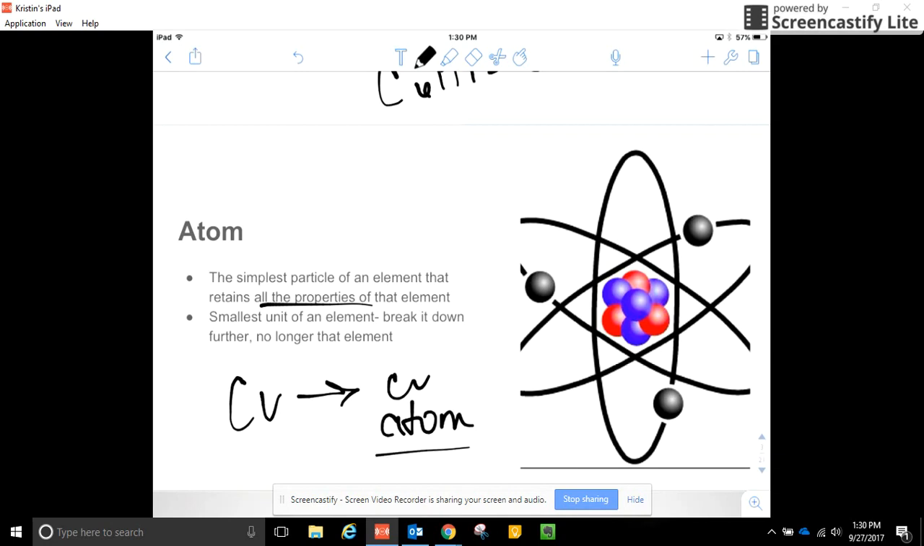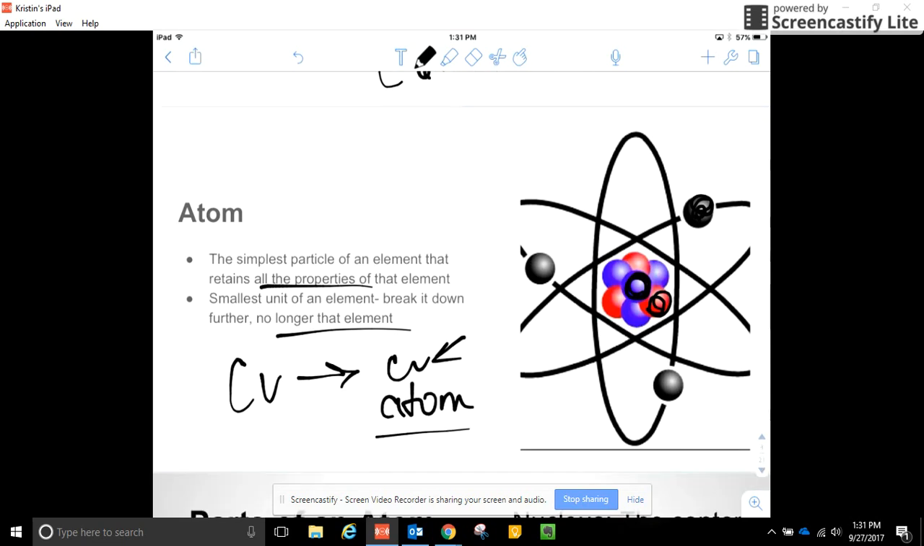If I try to get any smaller than the atom, what happens is that I start getting these subatomic particles by themselves, these protons and neutrons and electrons. So the combination of them is what makes copper copper. If I modify that in any way, if I try to break it down into its smaller parts, I'm no longer going to have that element that I once had. Instead, what it's going to turn into is now protons, neutrons, and electrons, those smaller bits of matter.